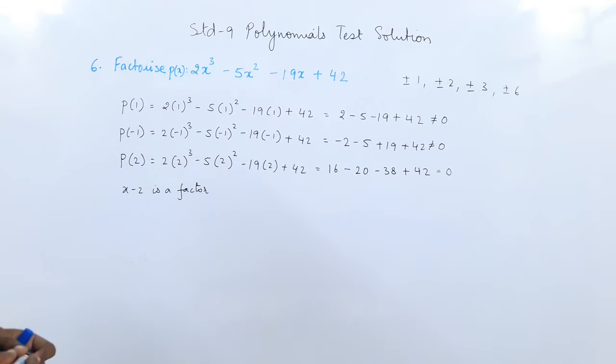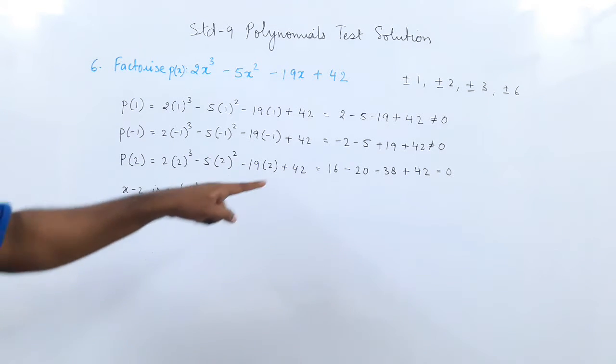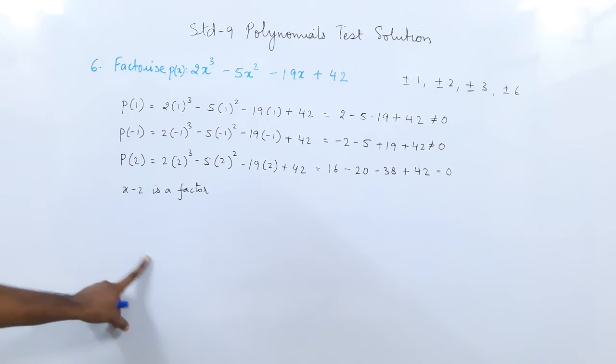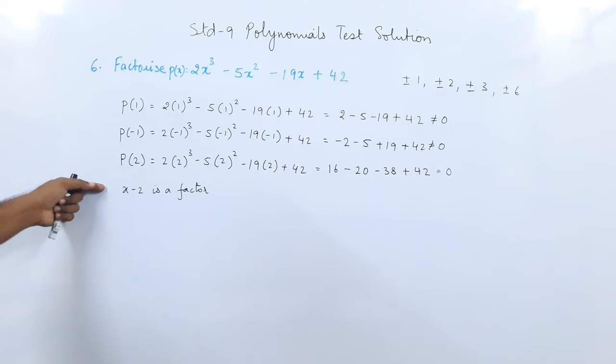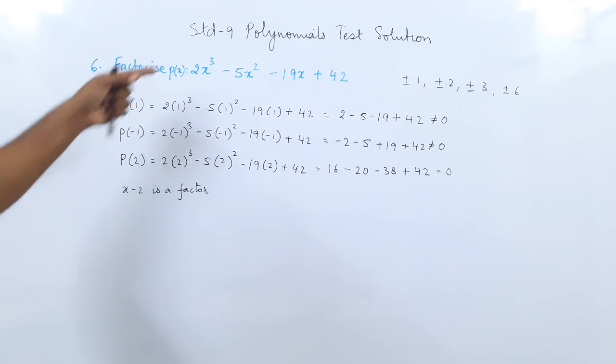So we have reached the first step. We got the P of 2 is 0. So first thing we got, x minus 2 is a factor. Now after we got x minus 2 is a factor, what is the next step we do? This is the first step we have to do to find which is the factor. Now we have found the first factor is x minus 2.